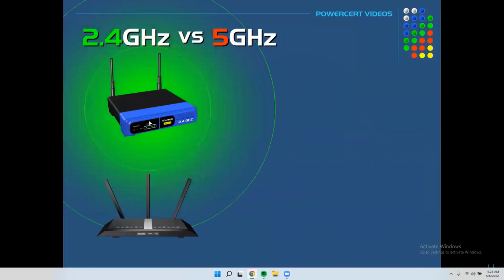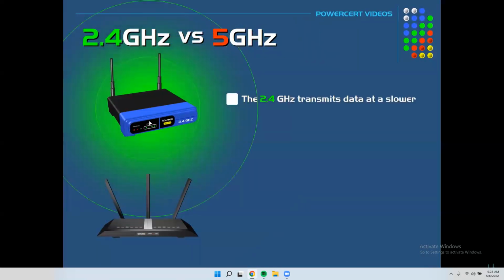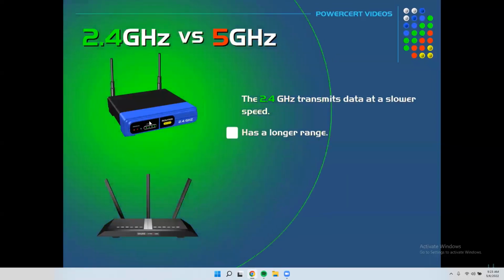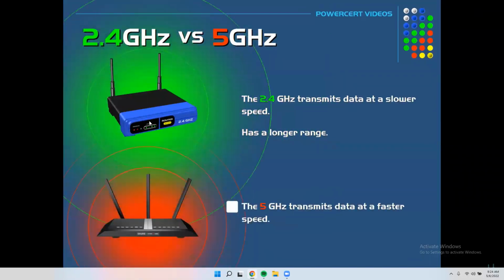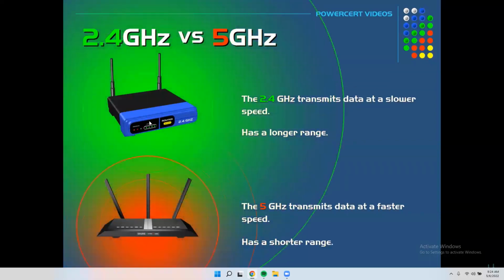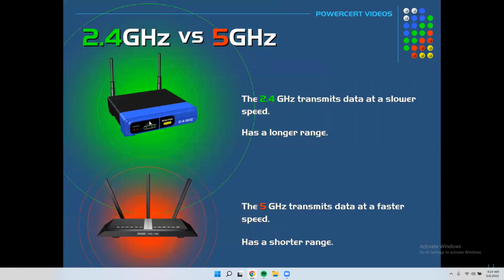Some other differences between the 2.4 and 5 GHz band are the speed and the range that they cover. The 2.4 GHz band transmits data at a slower speed than the 5 GHz, but it does have a longer range than the 5 GHz. The 5 GHz band transmits data at a faster speed than the 2.4, but it has a shorter range. The 5 GHz has a shorter range because it has a higher frequency, and higher frequencies have a harder time penetrating solid objects, such as floors and walls in a building.